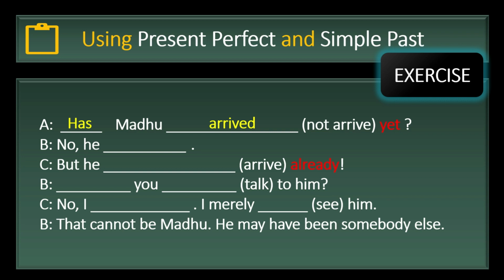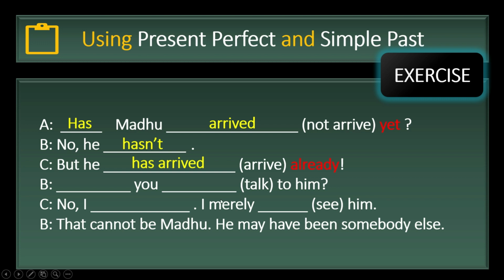Okay. Please make that correction. Next, B. No, he hasn't. The question is in present perfect tense and the answer should be in the same tense. So, no, he hasn't. Look at this next one here. You have the keyword already. Again, present perfect tense must be used. But he has arrived already.